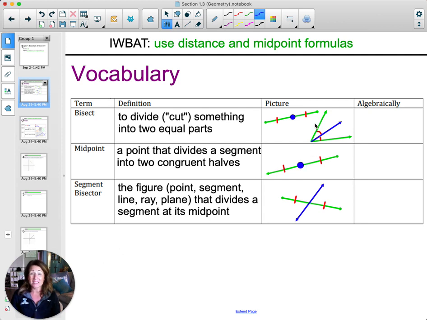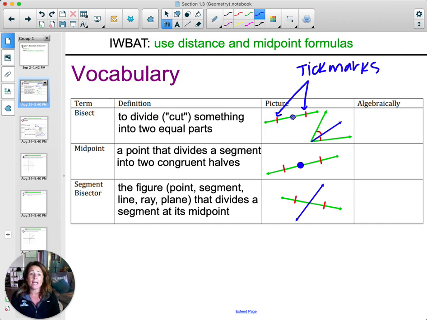Now we can bisect all sorts of things. So this is bisecting a segment, splitting it into two equal pieces. These little red marks right here are called tick marks. Tick marks are ways that we show in geometry how two segments' lengths are equal. One of the big things you cannot do in geometry is assume anything. So if it doesn't tell you that things are equal, you can't just think that they are. You have to have a reason for it.